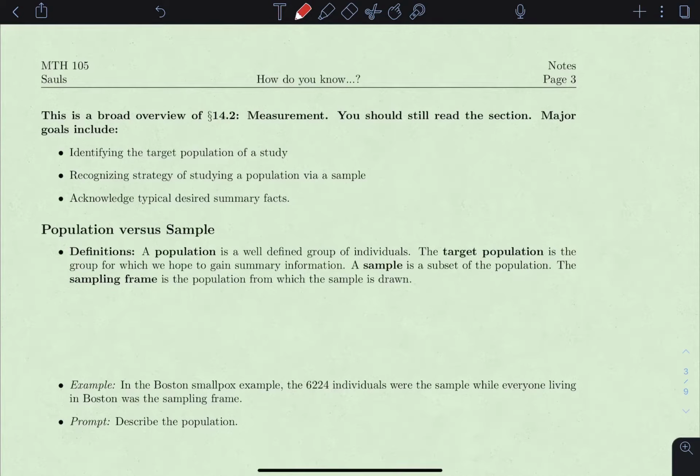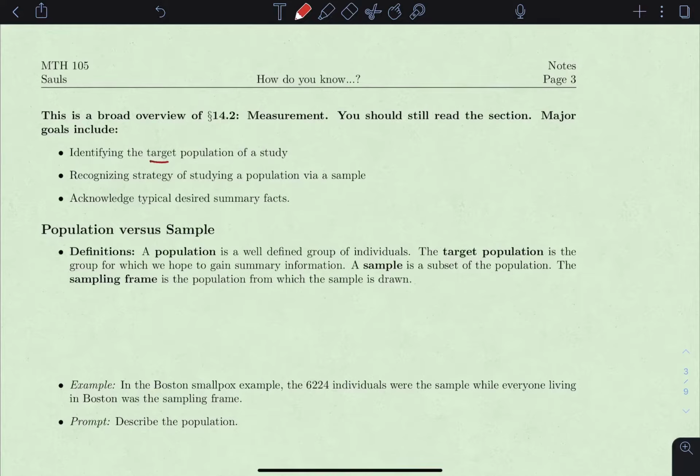Welcome. This is the third video in the series on our introduction to statistics, and in this video we're also beginning the topics in section 14.2 of your book, called measurement. Our major goals are to cover a lot of vocabulary.